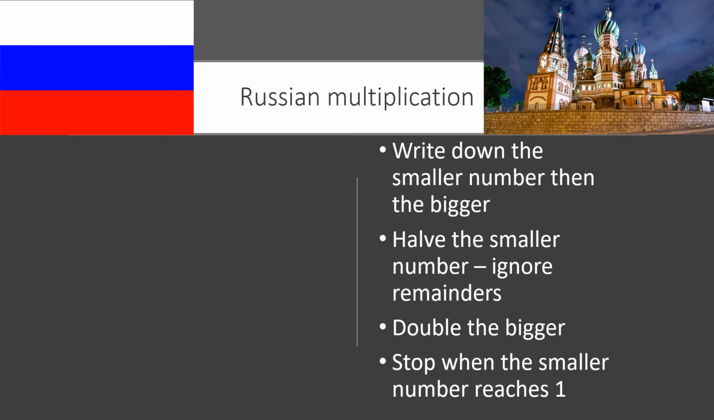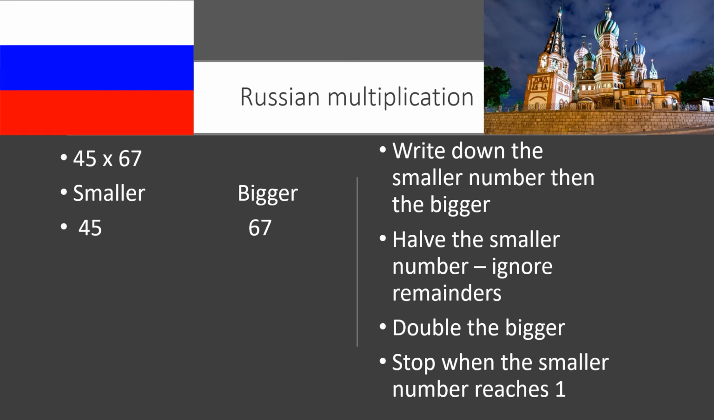Our next country is Russia, so we're going to look at the Russian multiplication method. So we're going to do different numbers this time. We're going to start off looking at 45 times by 67. What we want to do is write down the smaller number and then the bigger number, 45 and 67. We're going to halve the smaller number and we're going to double the bigger number.